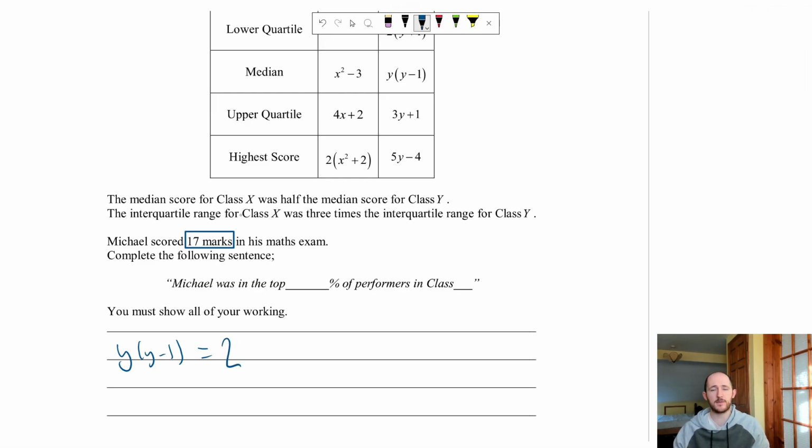So for example, if you have £10 and I have half as much as you, I have £5. So the other way you could say that is you have twice as much as me. That's my first equation. The interquartile range for X is 3 times the interquartile range for Y.